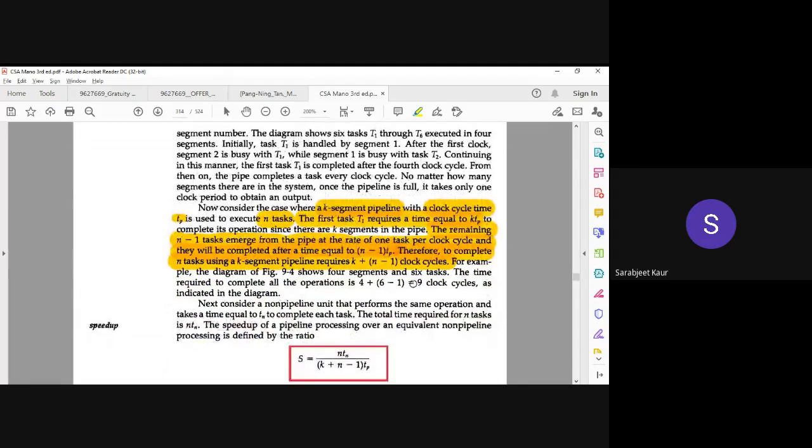Now, there is a speed up ratio that we can compute with the example that we just saw. Suppose there are k segments, instead of 3, and each segment takes a time tp. So in every pipeline the time taken is tp, and there are n tasks.